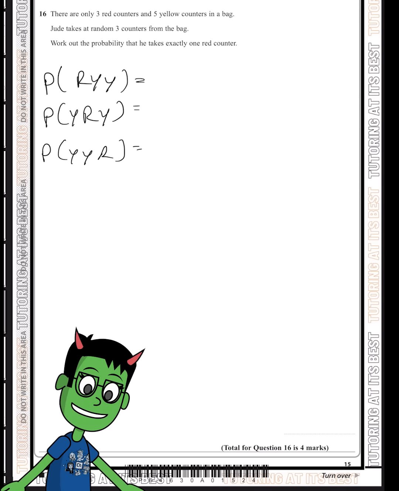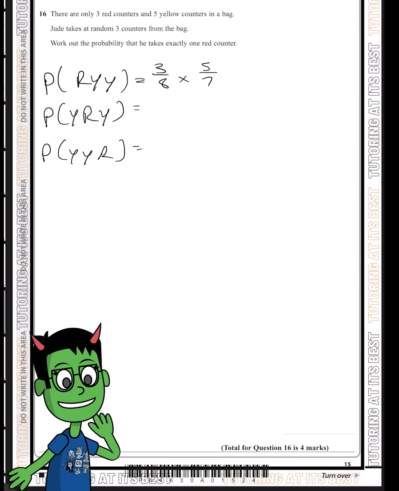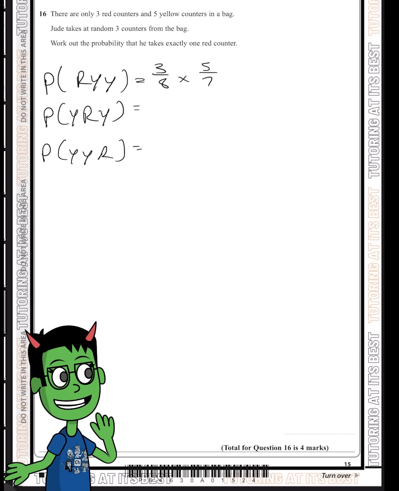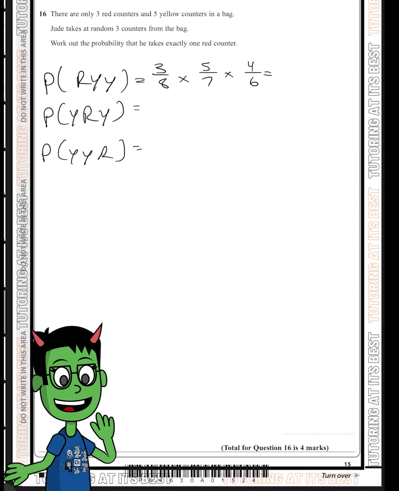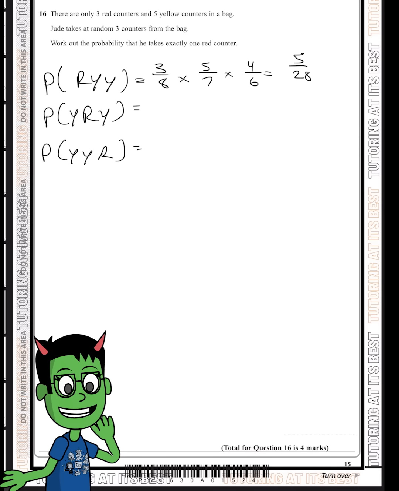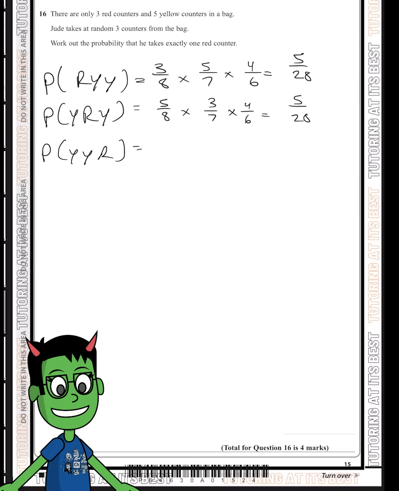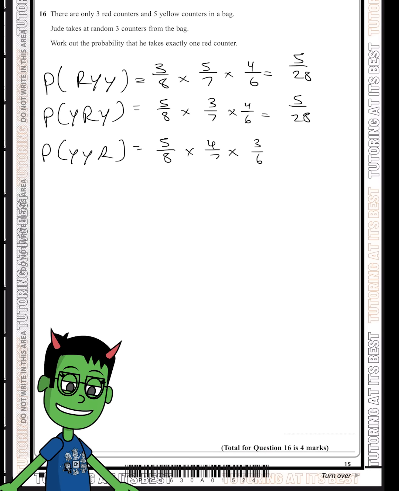For it being a red first, we know it's 3 over 8. And then a yellow, it's going to be 5 over 7. Remember, 1 has been removed, not replaced. And then another yellow, and that's 4 over 6. Again, that gives us 5 over 28. And then for the second one, we'll have 5 over 8 times 3 over 7 times 4 over 6. Again, you can multiply that right away, and that's 5 over 28. And then for the final one, we'll have 5 over 8 times 4 over 7 times 3 over 6, which gives us 5 over 28 as well.